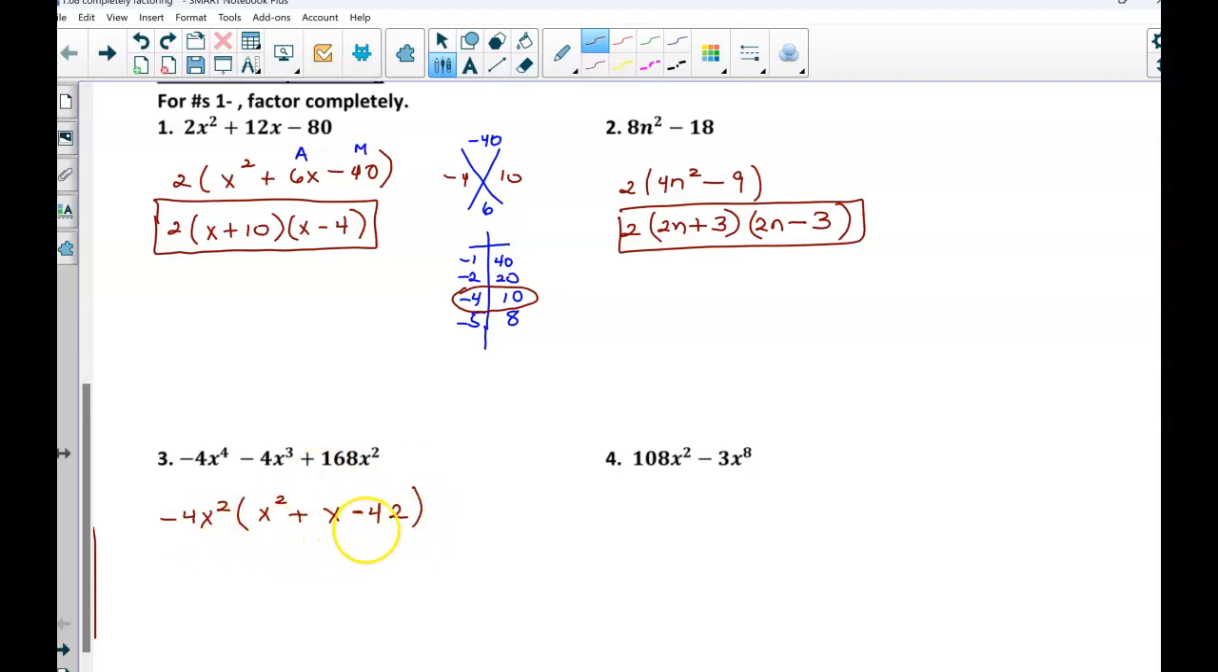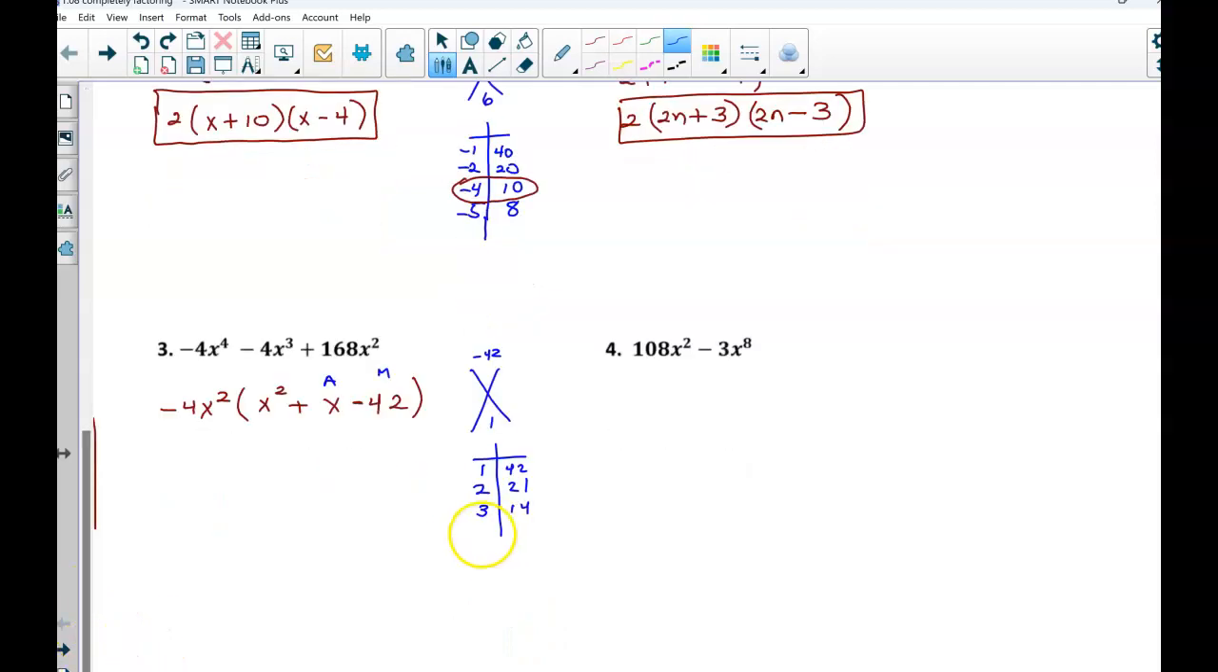Can that trinomial piece be factored further? Well, let's think about it. I'm looking for two factors that add to positive 1 and multiply out to negative 42. So let's list out those factors. 1 and 42, 2 and 21, 3 and 14. Let's see what else goes into it.